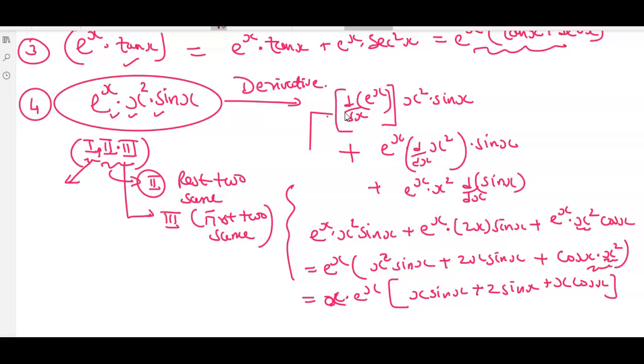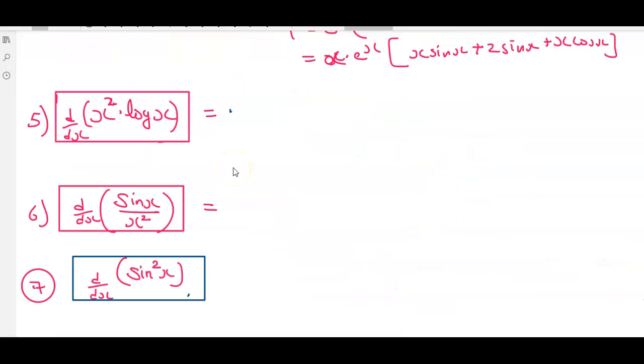Now why have I written x into x square here? Because some of the students multiply this angle with the x square. You need not do that. I know you are intelligent people. Now moving on further, these are some of the questions which I have kept for you.